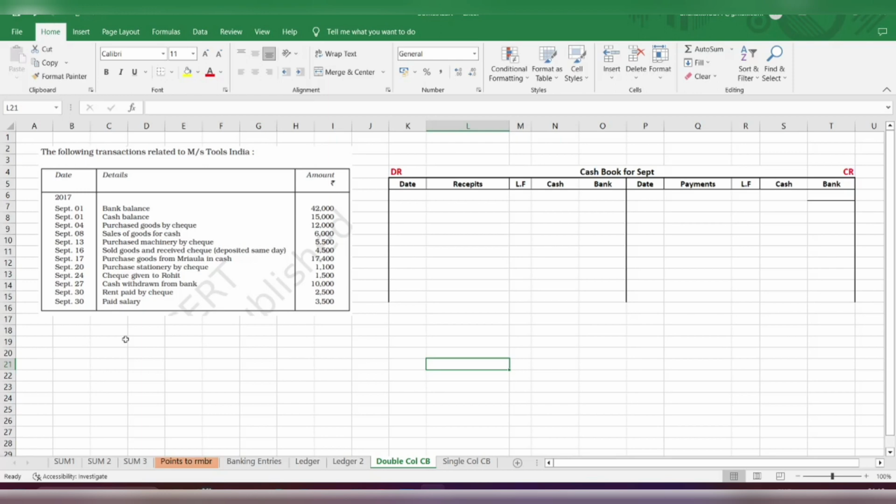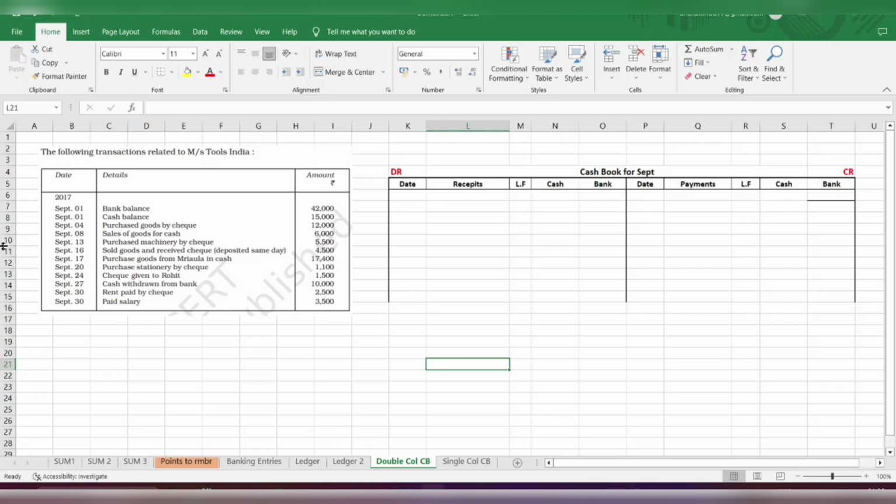So our first entries will be our balances. We have to always remember that the closing balance of the previous month will be the opening balance of our current month. So here on September 1, both the cash and bank balances are given. It will be shown on our debit side, the receipt side.